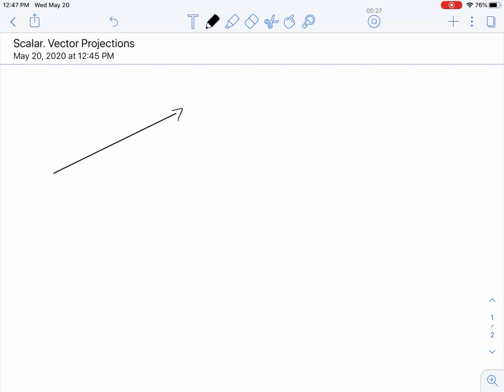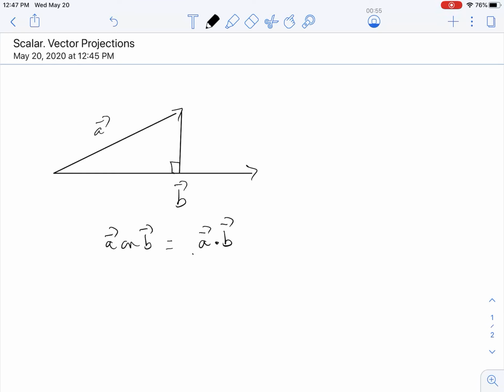Suppose you got this vector A, and you got this vector B, and they're tail to tail. Projection means if I want to project A onto B, I'm going to drop a piece of A onto a piece of B. And that result is going to be a scalar. That's calculated by doing A dot B divided by the magnitude of B.